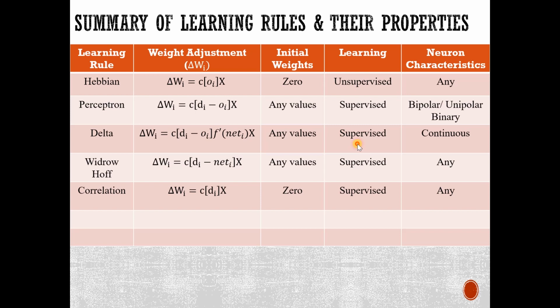Any neuron characteristics can be used for the correlation learning rule. Now there are two more learning rules which we have to consider: the winner-take-all learning rule, which is also called the in-star learning rule, and then the out-star learning rule. We shall be having a look at these in the next video.